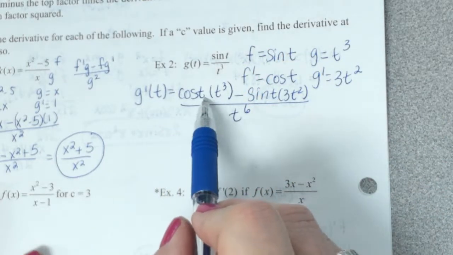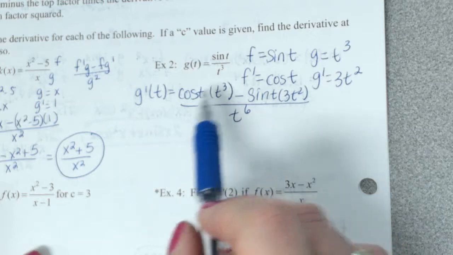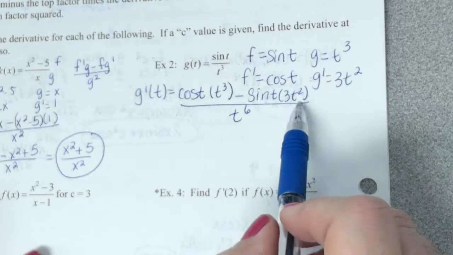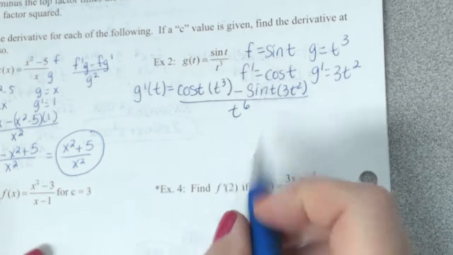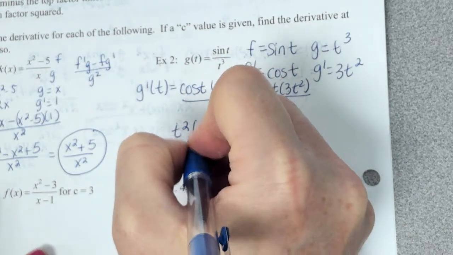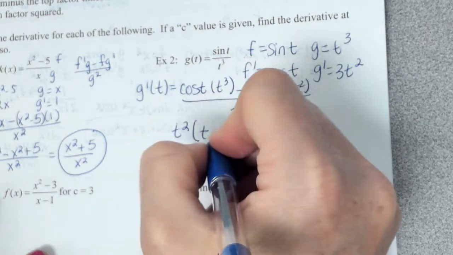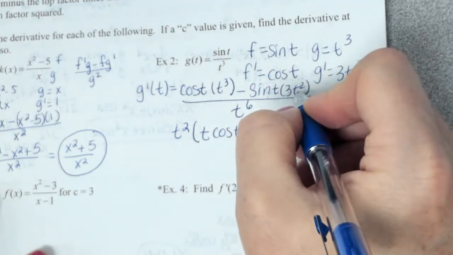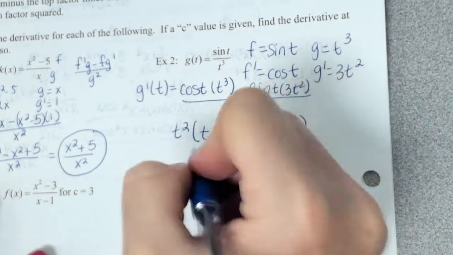Now, what can I factor out of the numerator? Now remember, I can't factor out this t, and I can't factor out this t, but I can factor out of these two. So what can I factor out of those two? T squared, right? So I'm going to factor out a t squared. When I factor a t squared out of this one, I'm just left with a t cosine t. When I factor t squared out of this one, I'm just left with a 3 sine t.